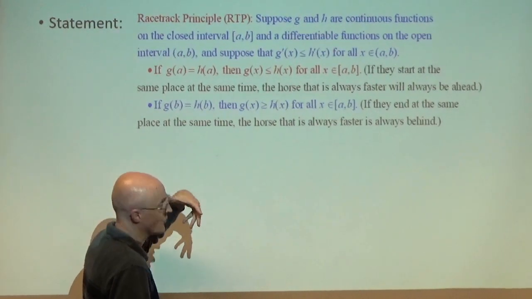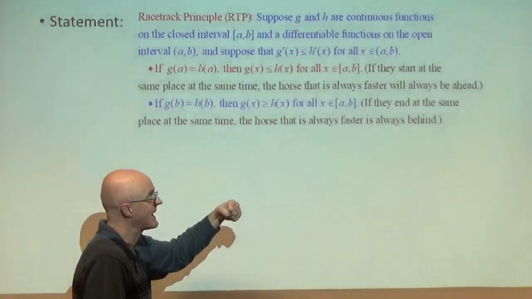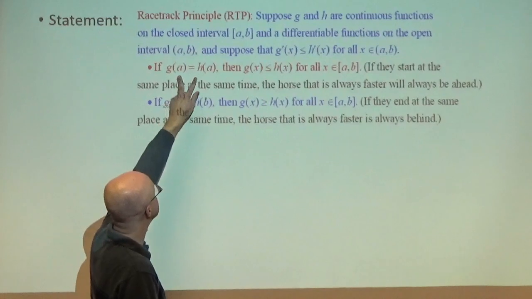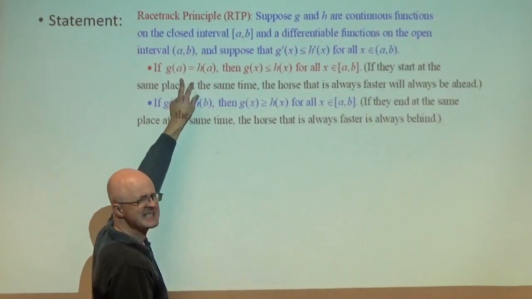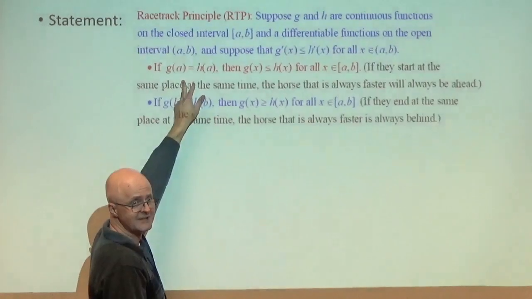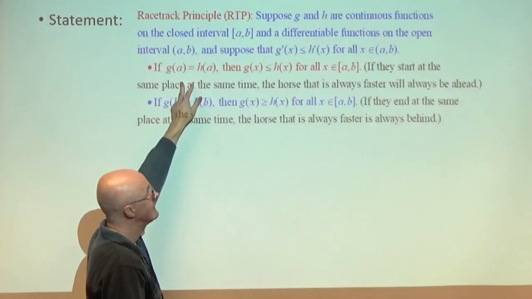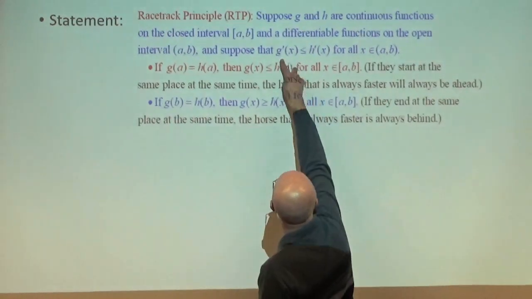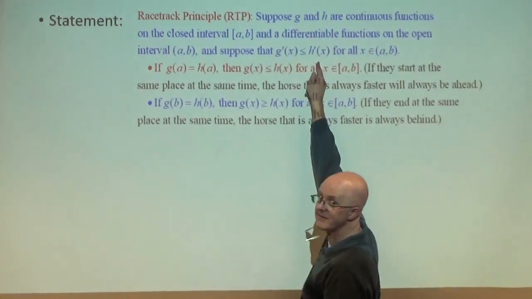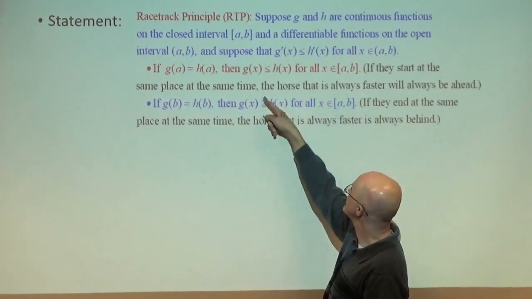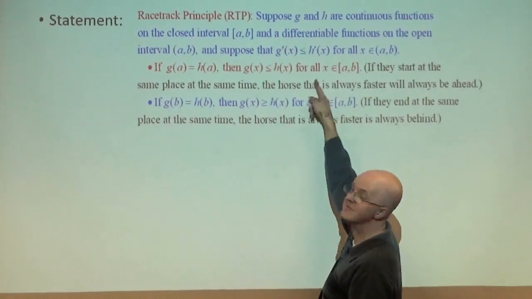In terms of races, horse races say, the first one says if the horses start at the same place at the same time, x is time here. G of a equaling h of a means the position at time a is the same. The faster horse will always be ahead. This assumption up here means g is slower than h. H is the faster horse. So h is always ahead for all x, for all time.